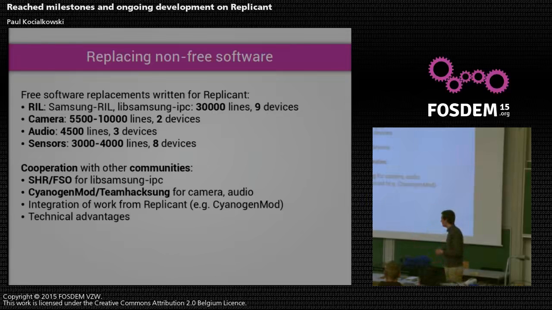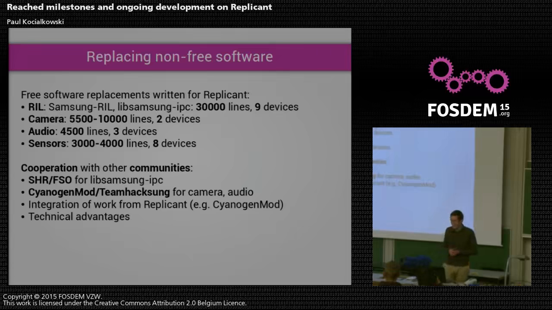And thankfully, sometimes other communities are interested in lending a hand and helping me do the work. So we had the SHR and FSO community for libsamsung-ipc. If you're not familiar with those, SHR is an operating system that was initially written for the OpenMoko. It's a GNU and Linux mobile operating system. So it was interesting for them because they wanted to get it to run on Samsung devices, so they contributed to libsamsung-ipc, so that was great.